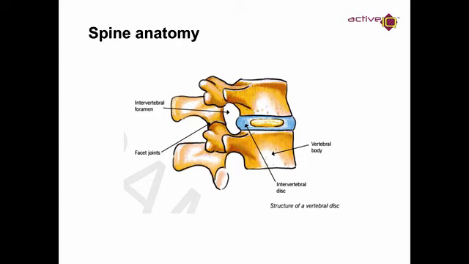So these are the intervertebral discs here. When you hear someone saying, "I slipped a disc," this is what a disc is. Those are the discs that sit in between the circular bony bits that make up the spine.